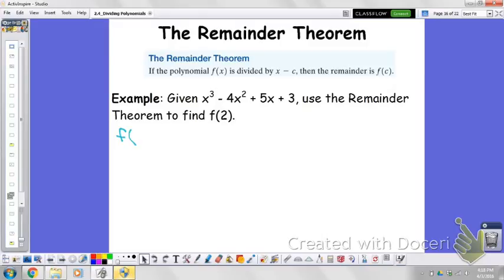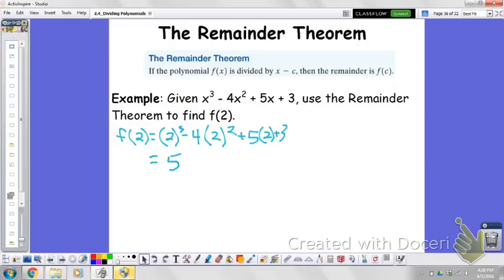So we find f of 2, so that'll be 2 to the power of 3 minus 4 times 2 squared plus 5 times 2 plus 3. This will tell us the remainder if we were dividing by x minus 2. So when we work all that out, we will get 5.